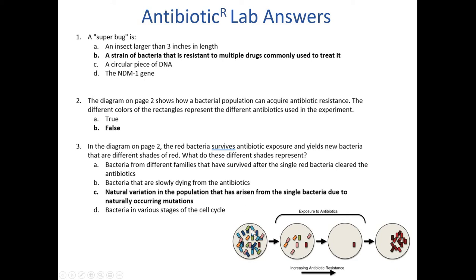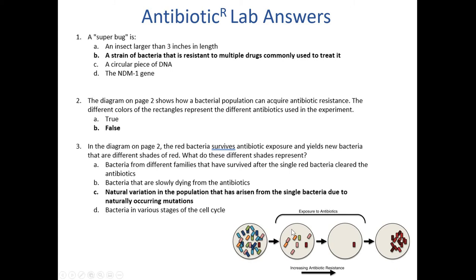Numbers 2 and 3 deal with this diagram down here in the bottom right, which was on one of the pages. Question 2, the diagram on page 2 shows how a bacterial population can acquire antibiotic resistance. The different colors of the rectangles here, do they represent the different antibiotics used in the experiment? The answer is false, because these colors do not represent the different antibiotics. They're representing the different species of bacteria present here, basically bacteria with different traits.